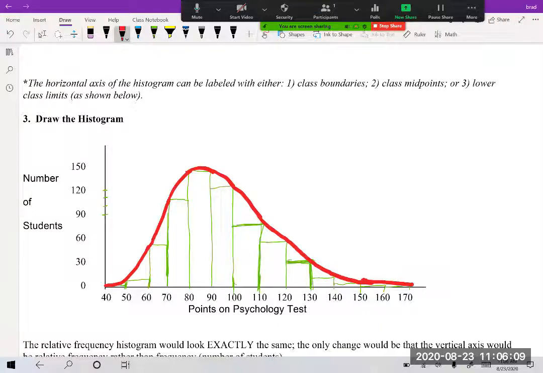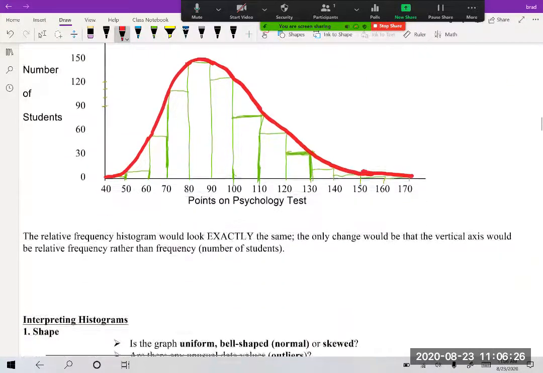So we do class boundaries. We would know how to find that. Class midpoints, lower class limits. It really depends on how you want to set it up. For ours, we use lower class limits. You could also use class midpoints. A lot of graphs I've seen use class midpoints as ways to draw your histogram. Okay, so that's a good start for that one.